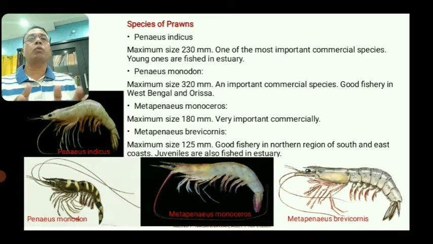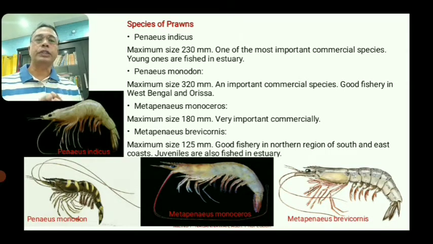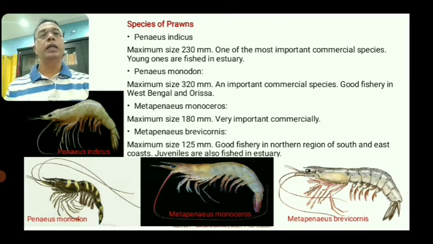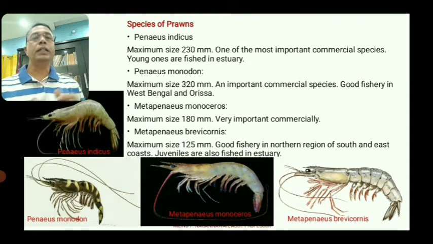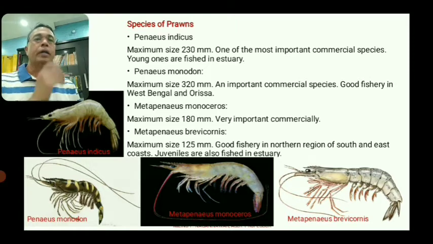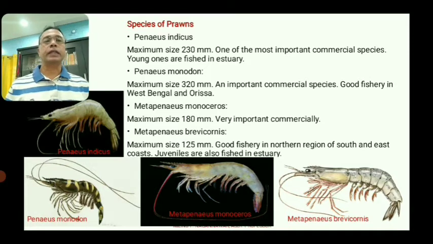Now these belong to the marine forms, that is Penaeus indicus, Penaeus monodon, Metapenaeus monoceros, Metapenaeus brevicornis. Is it clear? So these are the cultivable species. Out of this, Penaeus monodon is the one which grows to the larger size, up to 320 millimeter, whereas next to this is Penaeus indicus, which is the Indian form or Indian origin. Is it clear?